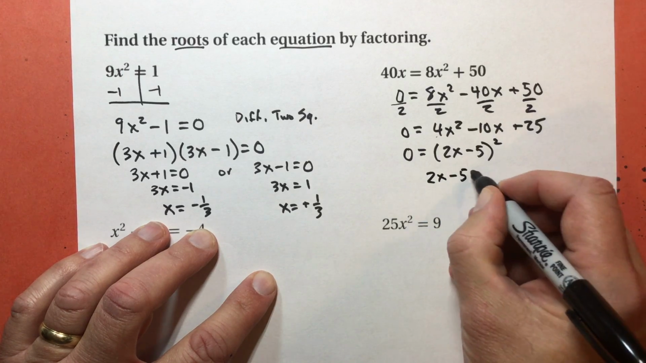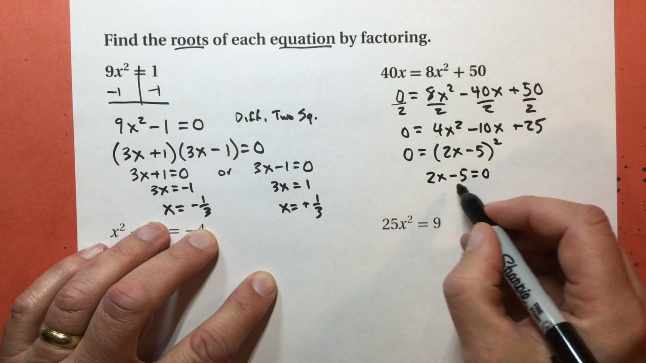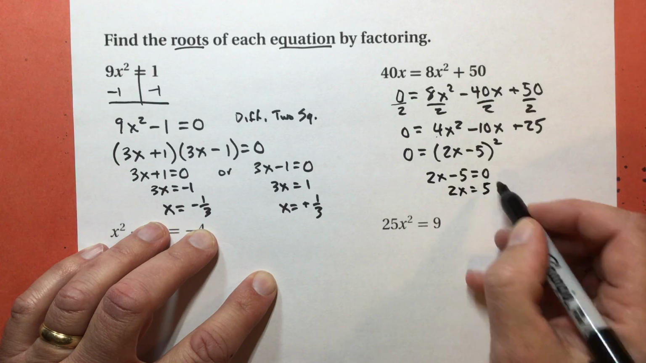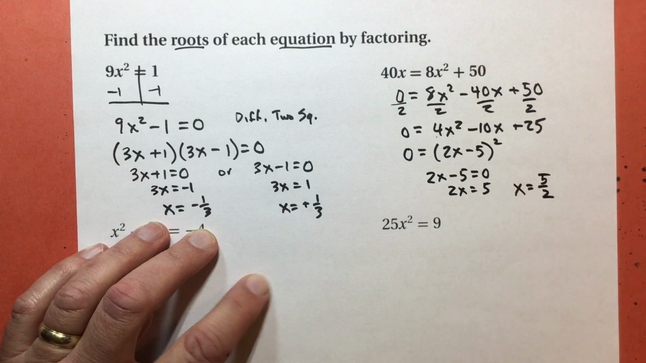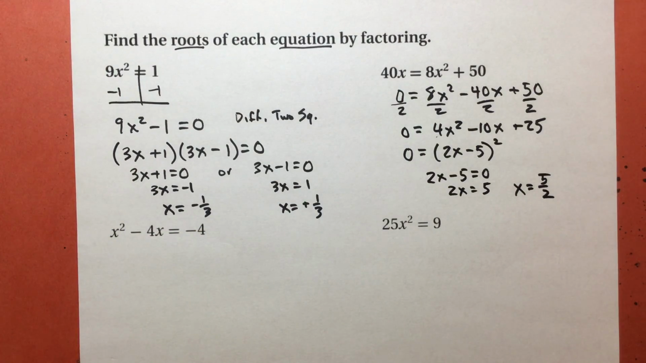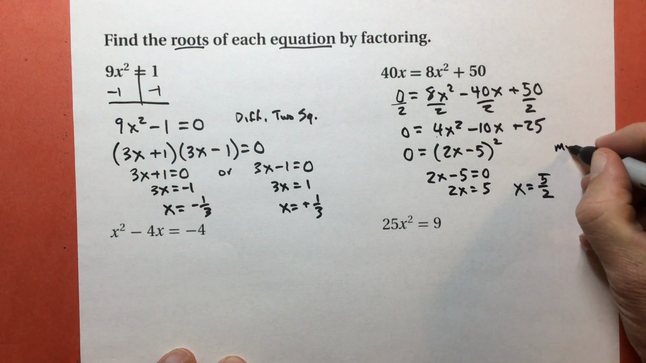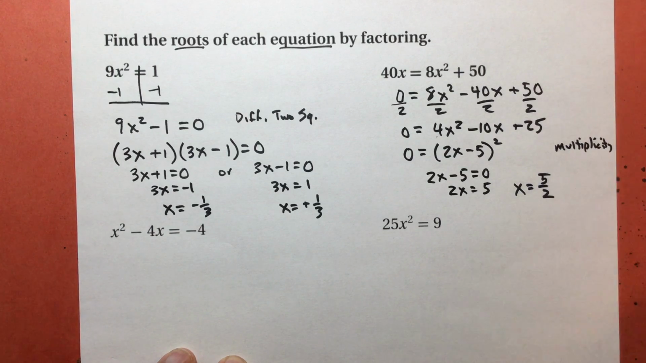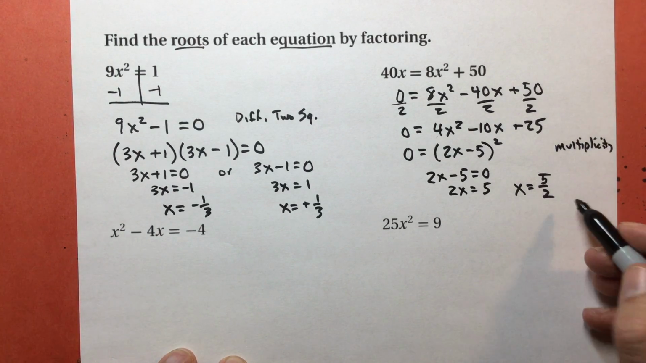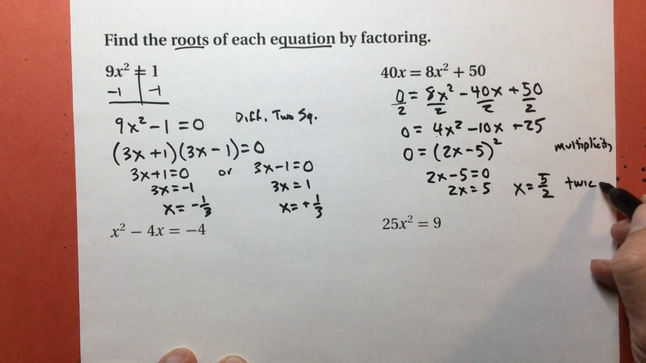So 2x subtract 5 equals 0. Add 5 to both sides, I get 2x equals 5. Divide by 2, and I get x equals 5 halves. Now, notice that for the first time we've been doing these, I only got one answer. This is what we call a multiplicity. If I can write that all right here. The multiplicity means I actually got this answer twice.